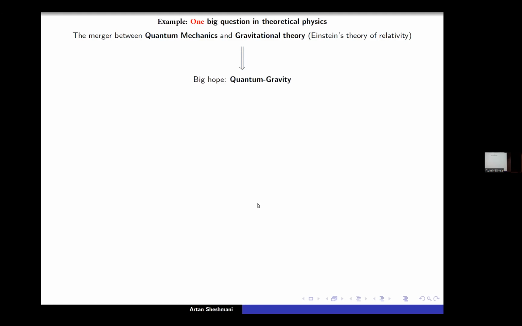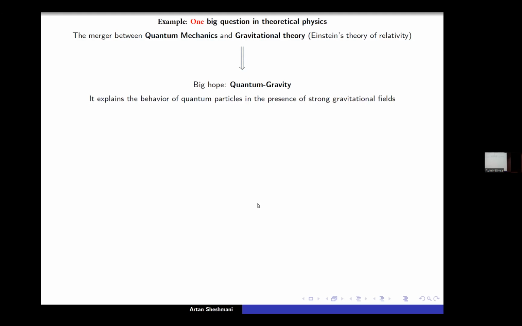If you can merge these two things, the hope is that you construct some theory called quantum gravity. And I emphasize it's a hope. At least from the mathematicians' point of view, it's not well defined. It's supposed to explain the behavior of quantum particles in interaction with each other. In the presence of strong gravitational fields, sometimes these fields might fluctuate. So these particles, which are related to each other, have relationships that can deform under gravitational fluctuations.